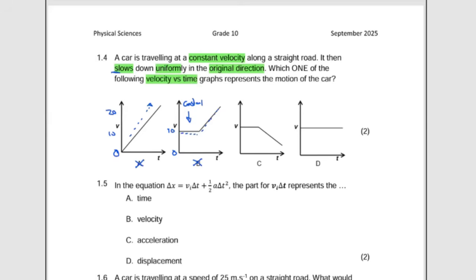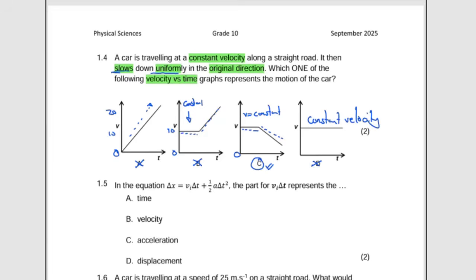So let's look at option C there. The first part there is constant velocity, so V is constant. Then after that, what happens? We can see our velocity is now decreasing, because it is heading towards 0. So our correct option is going to be option C. However, option D is incorrect, because now we are moving only at a constant velocity. The final part doesn't represent where the car is slowing down uniformly.